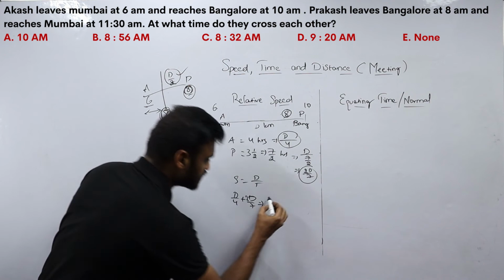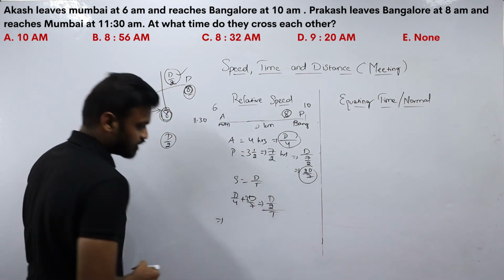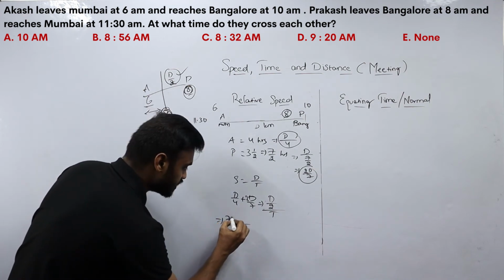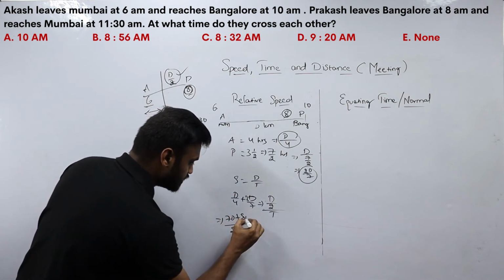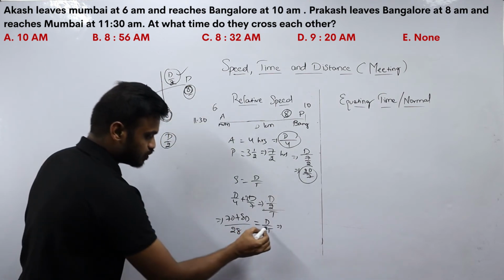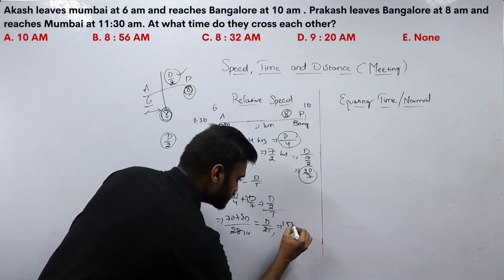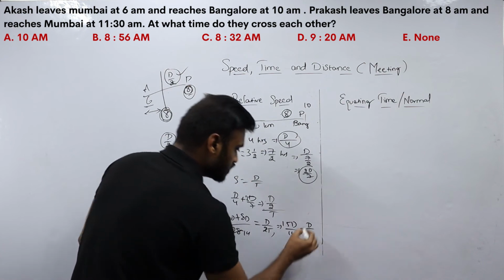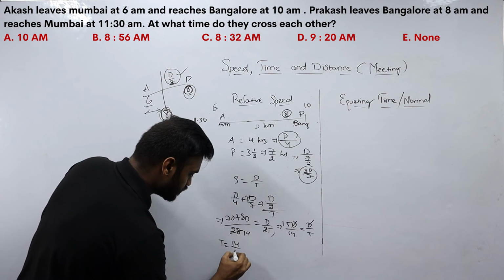Now, total distance is d by 2 and total time is t. We take the LCM of 4 and 7, that is 28. d by 4 into 28 is 7d, plus 2d by 7 into 28 is 8d, equal to d by 2t. So we get 15d by 14 equal to d by t. The d's cancel and we get t equal to 14 by 15.